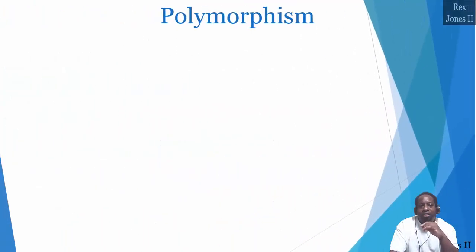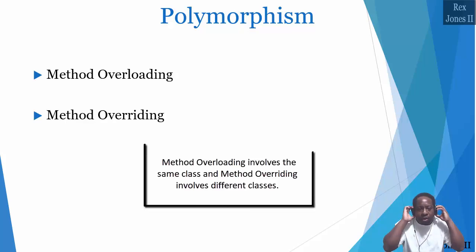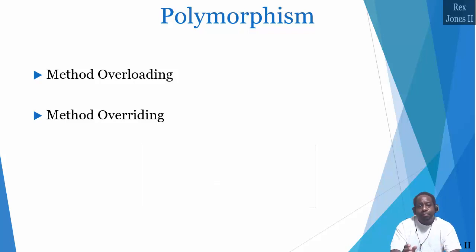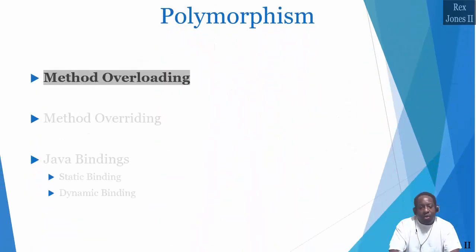There are two ways to implement polymorphism: method overloading and method overriding. Method overloading involves the same class, and method overriding involves different classes. In this polymorphism session, we will investigate method overloading, method overriding, and both Java bindings. Method overloading refers to static binding, while method overriding refers to dynamic binding. Let's start with method overloading.